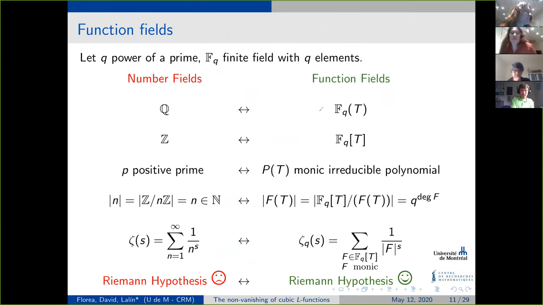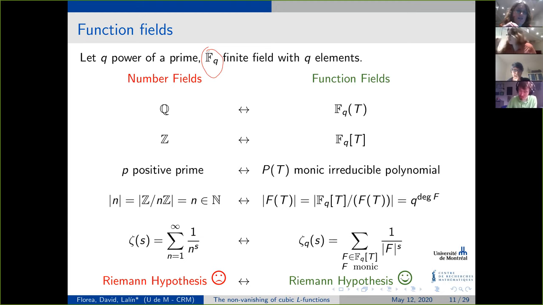Now, the goal of this talk is to talk about function fields. Our results are in function fields, and what that means is that we don't work over the rationals. We're going to work with polynomials over a finite field. So I'm going to work with a finite field F_q of q elements, and q is a power of a prime. If you haven't seen this, you can think of the integers modulo a prime, say the integers modulo 7. That's a field, but it's more general than that.